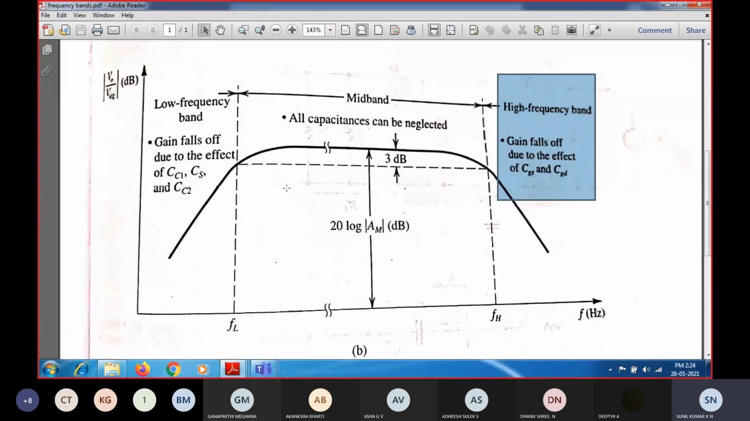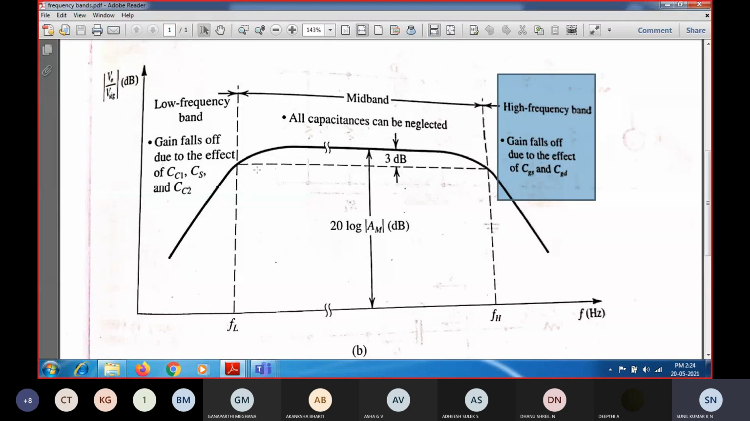As you can see in the graph, the amplifier gain is not constant throughout the frequency. If you observe throughout the band of frequency, from 0 hertz you can go up to gigahertz or megahertz also. So you can see the amplifier gain is not a constant parameter.